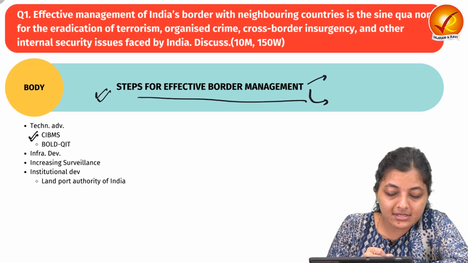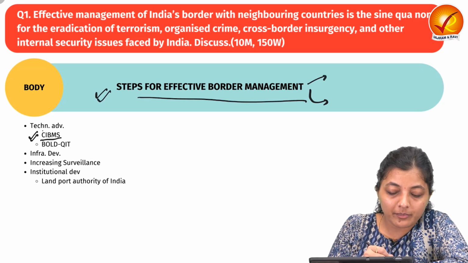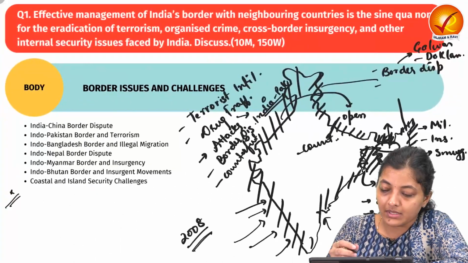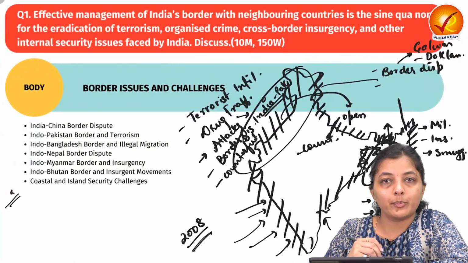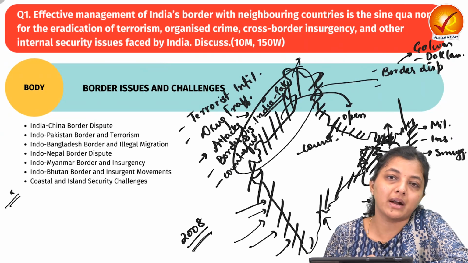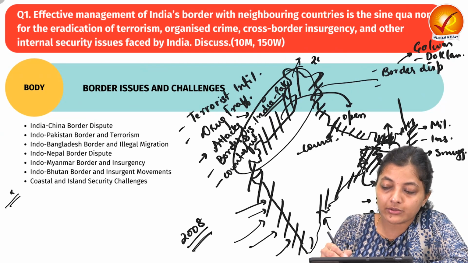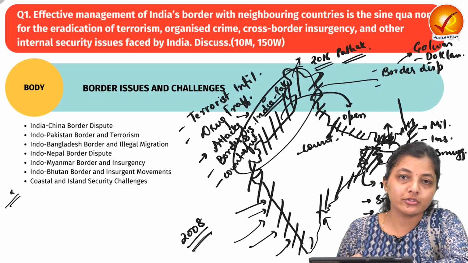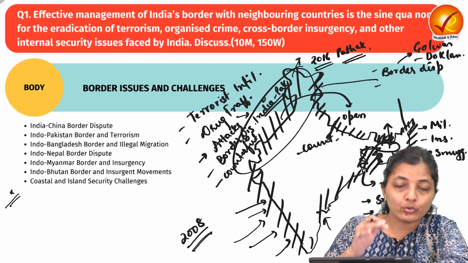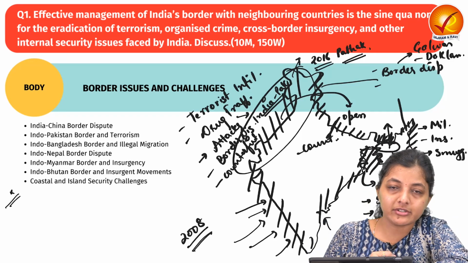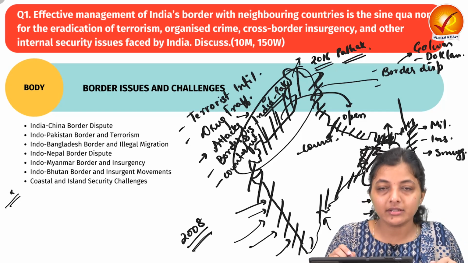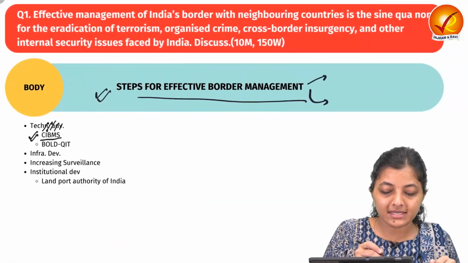So the first is CIBMS, Comprehensive Integrated Border Management System. This is something India is operationalizing along the Indo-Pak border. After the 2016 Pathankot attack, the Madhukar Gupta committee was constituted to counter the infiltration of terrorist groups along this border. So it recommended the constitution of CIBMS.